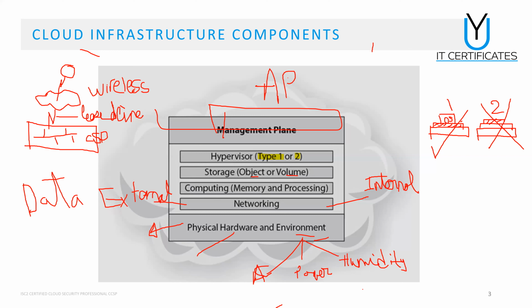If these application program interfaces are not protected and secure, then this represents a risk of data breach. We will cover API security in the next module on application security. These are the main components of the cloud infrastructure. Any questions?